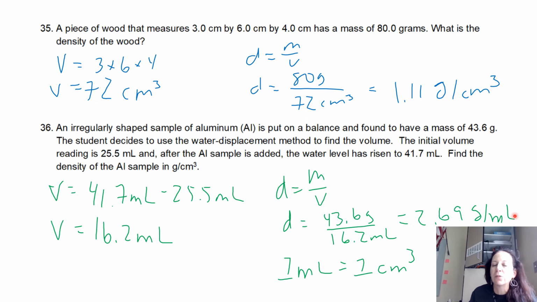And this says grams per milliliter. It does ask for grams per cubic centimeter. Please remember that 1 milliliter is equal to 1 cubic centimeter. Milliliters is typically used for liquids, and cubic centimeters is typically used for solids, but they're actually the same amount of volume. All right, moving on.